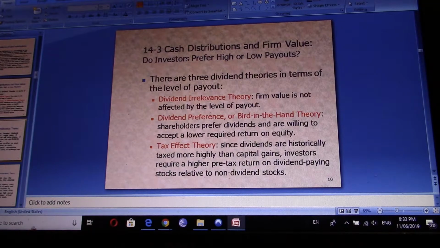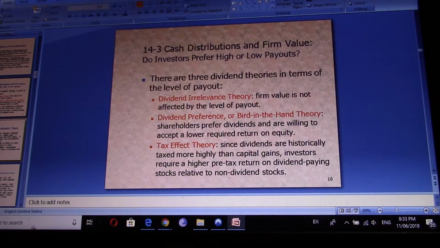There are a couple of theories regarding how the company distributes cash back to the shareholders. One is called dividend irrelevance theory, which is also based on a perfect financial market. There is also the bird in hand theory and the tax effect theory. Dividend irrelevance theory says it doesn't matter how much dividend the firm pays to shareholders, the decision has no impact on the firm value, based on a perfect market with no information asymmetry and no tax.